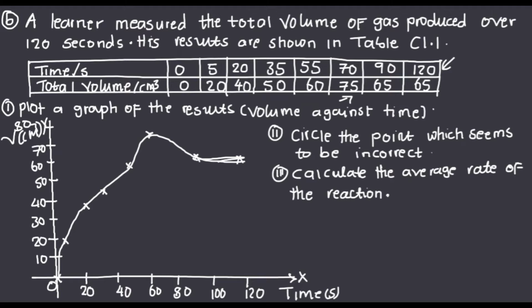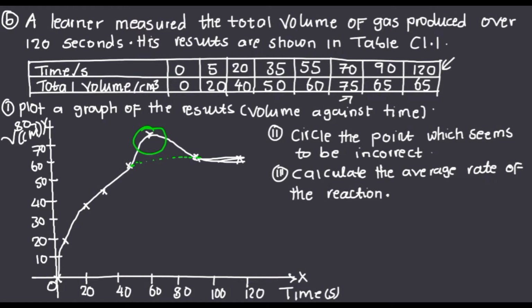Circle the point which seems to be incorrect. I know after seeing this point here, you thought maybe I made a mistake. No. There was a reason why they included this point, because we have this question where they want us to circle the point which seems to be incorrect. So the point is this one, because we can see that under normal circumstances, the curve was supposed to move in this direction.